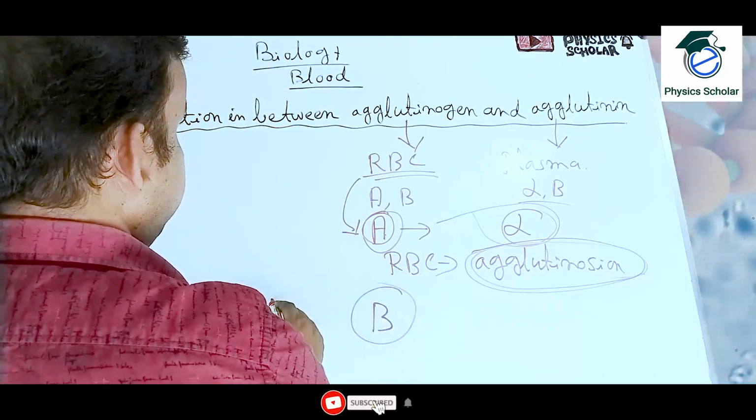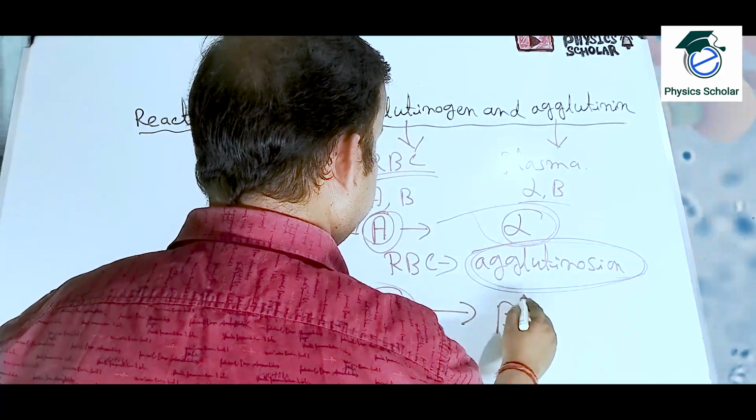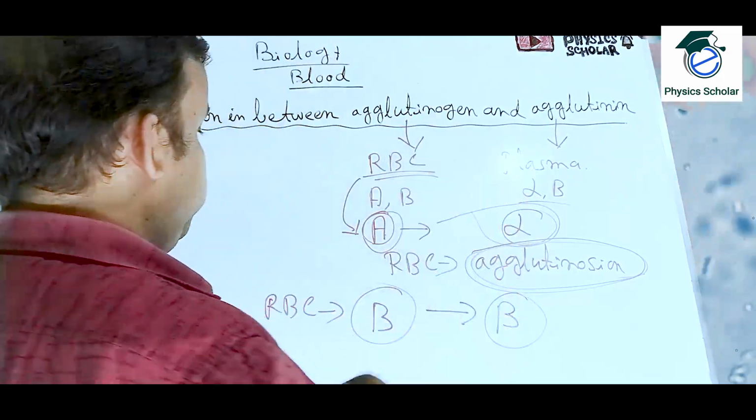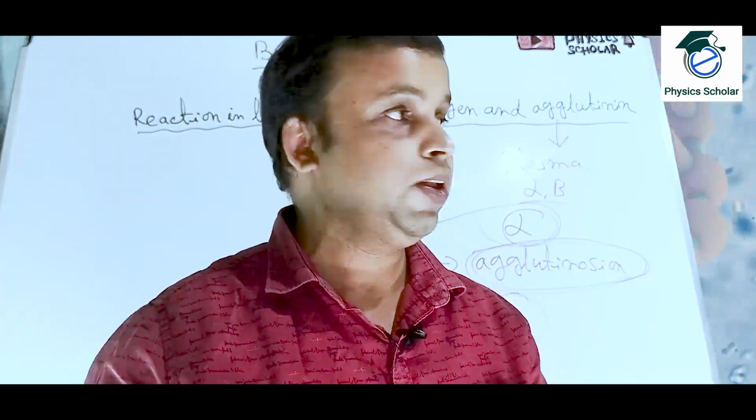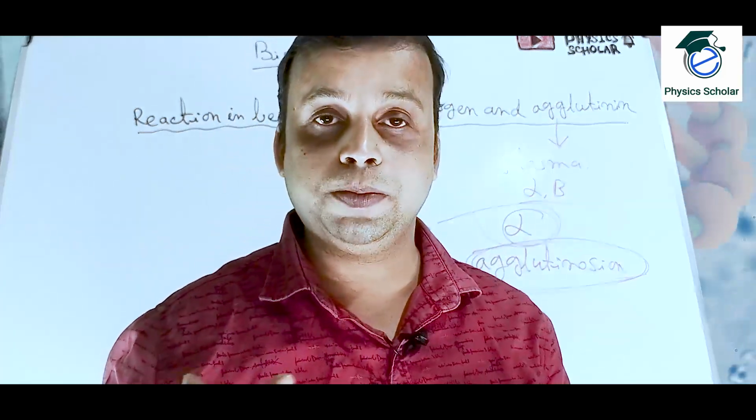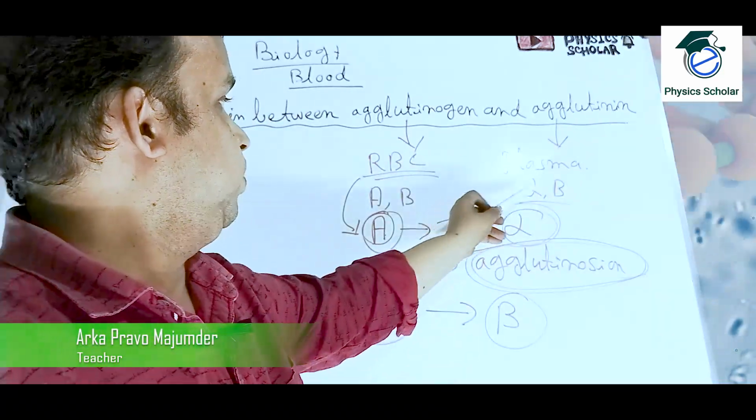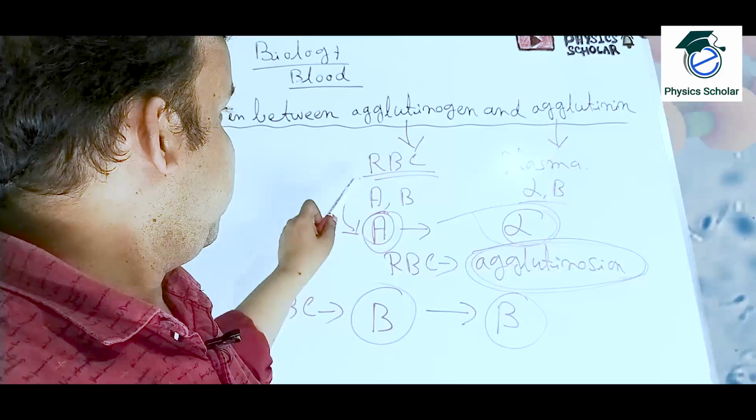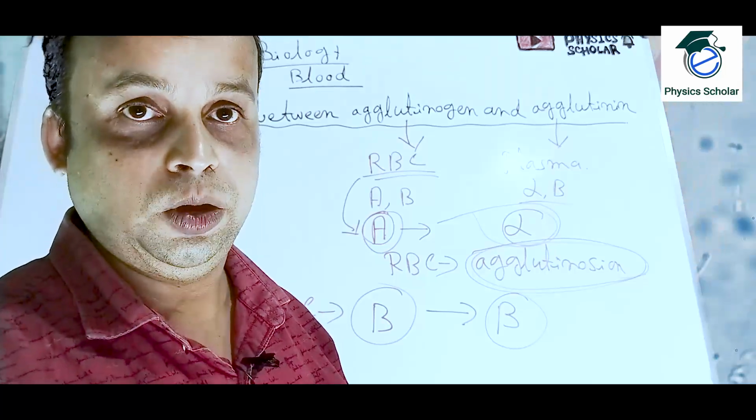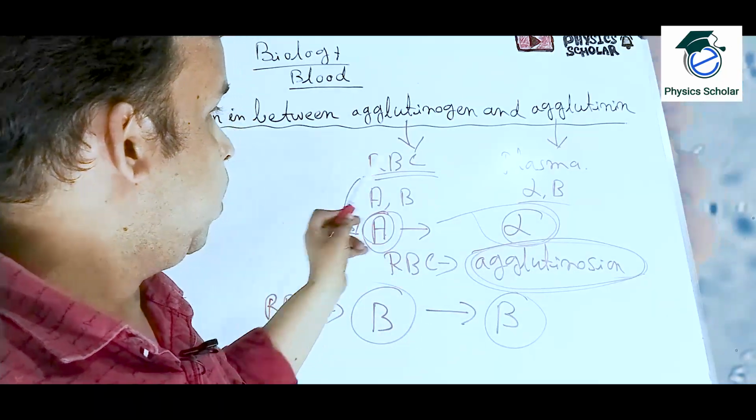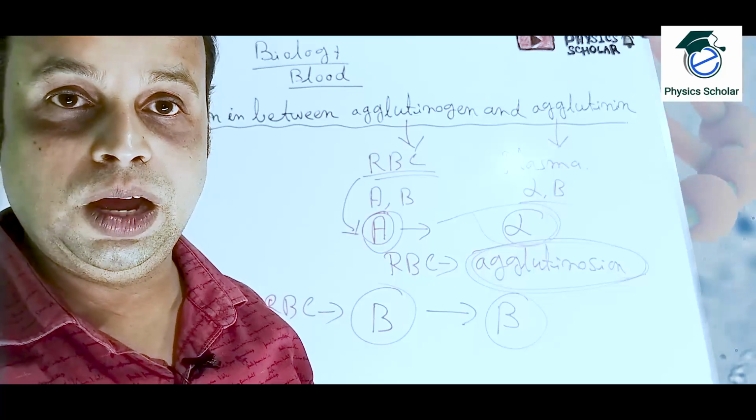Similarly, if B agglutinogen is present in RBC, then it will react with beta agglutinin present in plasma, and agglutination will take place, clear. So that we have to take care of. That means in our RBC two types of agglutinogen, A and B, may be present, and in plasma alpha and beta agglutinin, any one of these two or both may be present. As per the presence of these, we can transfer the blood to other patients who require blood. Now I will discuss in detail. Hope up to this the reaction between agglutinogen and agglutinin you can understand. So let us now move to the next topic.